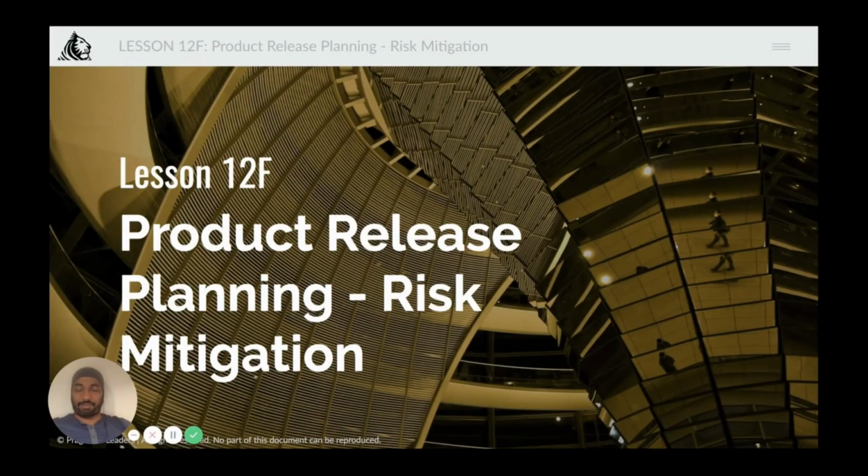So now that we have reached the point where we have launched the product, adoption is being measured, retention is being measured, I think it's important to also look at the risks involved when you're releasing something. It could be a small feature, it could be a large product, but risks are always there. What are these risks?